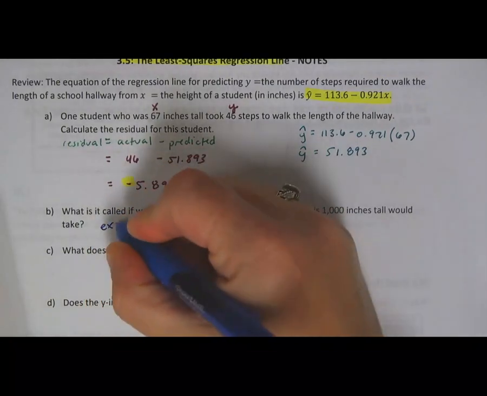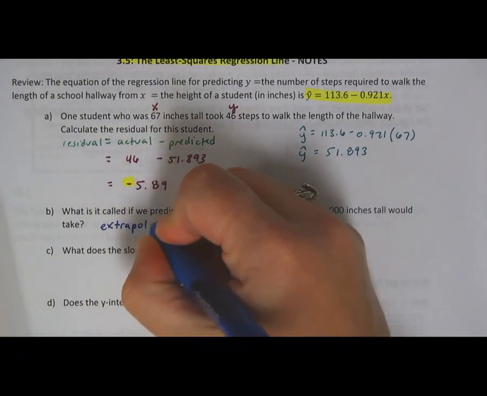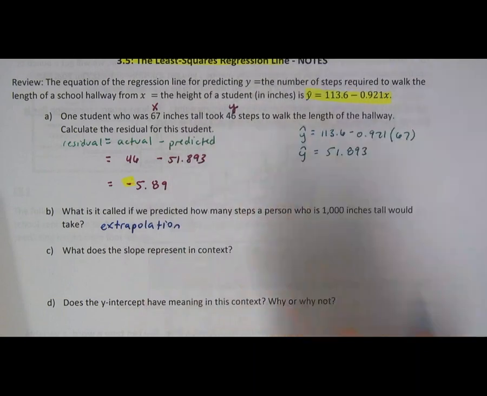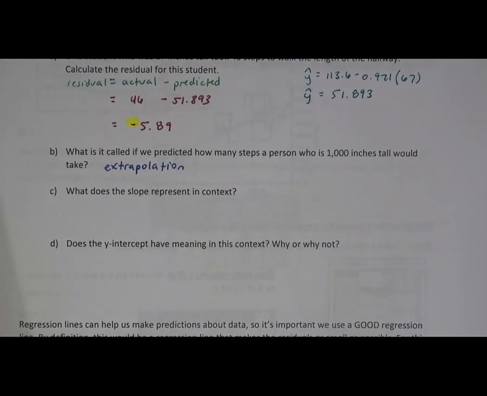What's it called if we plug in a ridiculously large or ridiculously small x value? Extrapolation. Like I could plug in a person who's 1,000 inches tall. That doesn't even really make sense. I could plug in anything I wanted. But if it's really far away from the x values used to get the line, it's called extrapolation.